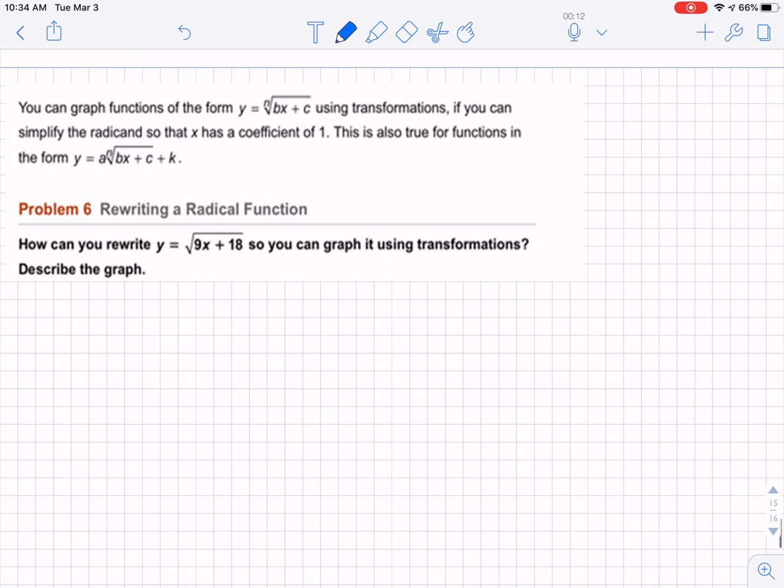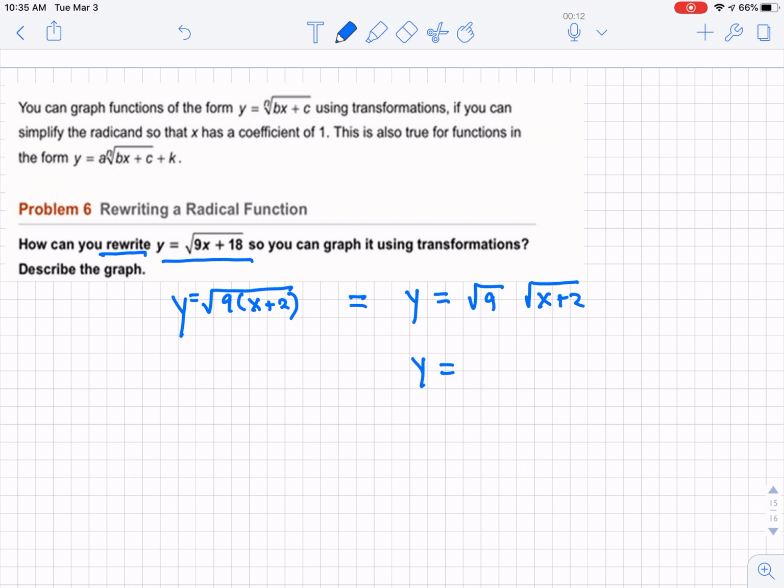All right, last example. If I wanted to rewrite this, first of all, if I asked you to graph this graph right here, y equals the square root of 9x plus 18, it looks impossible to graph. However, think about this. Is there anything I can factor out of 9x plus 18? And there is. I can factor out a 9 to get x plus 2. And then I can use my properties of radicals, and I could say y equals the square root of 9 times the square root of x plus 2. But what is the square root of 9? It's 3. So now it's nice and easy to graph.